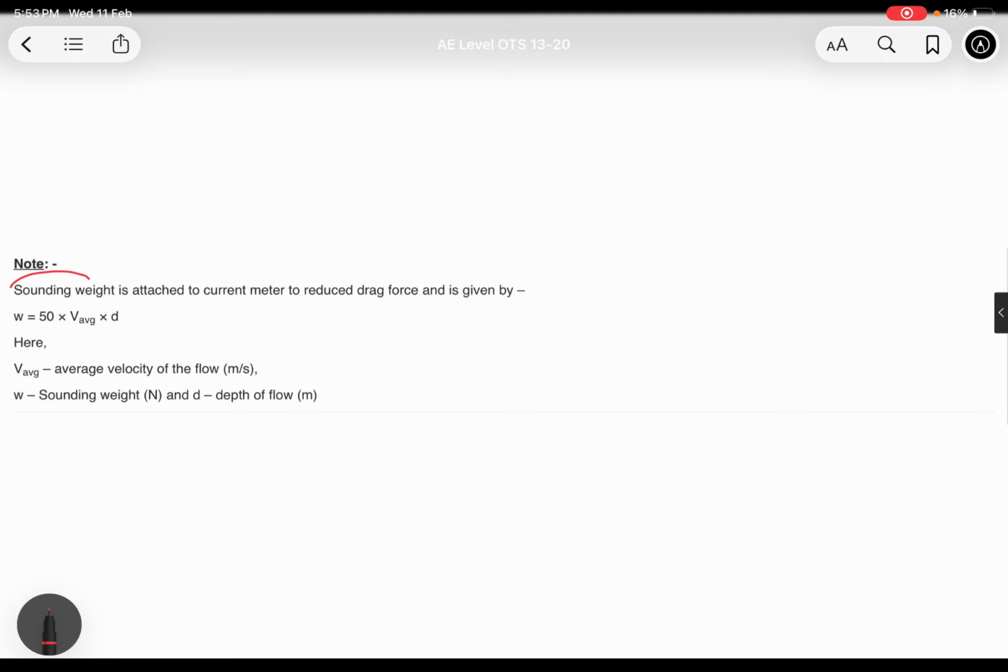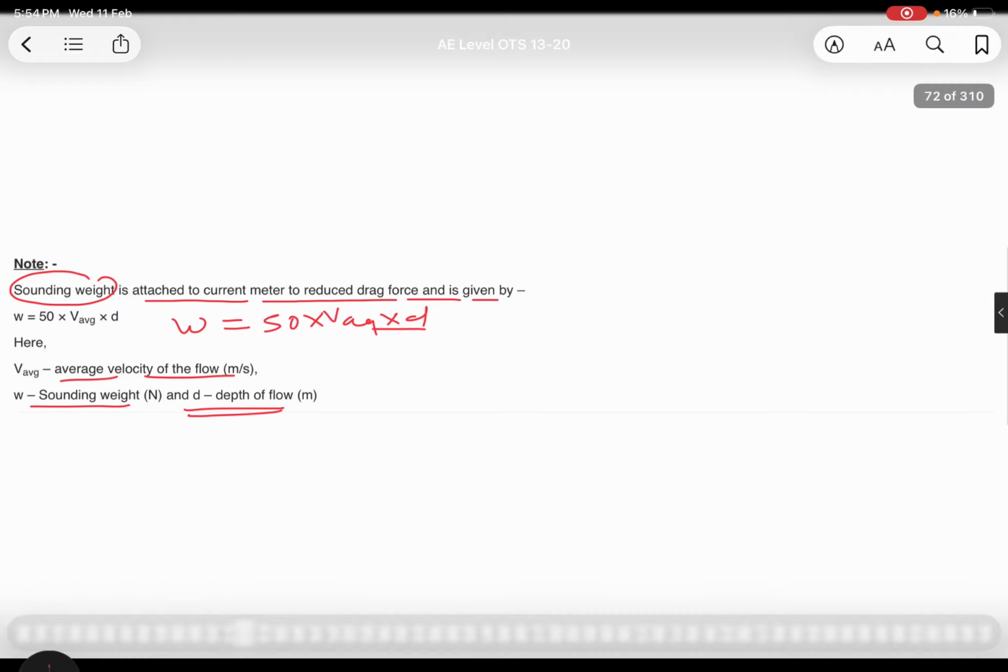यहाँ एक नोट दे रखा है: Sounding weight is attached to the current meter to reduce drag force and is given by W = 50 × V average × D, where V average is the average velocity of flow, W is the sounding weight, and D is the depth of flow.